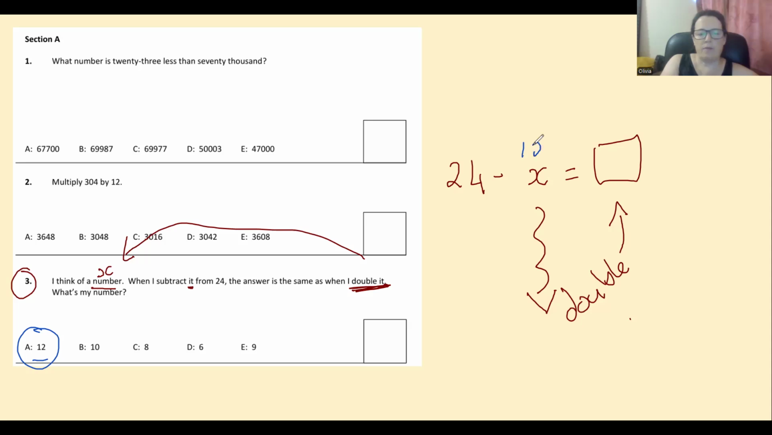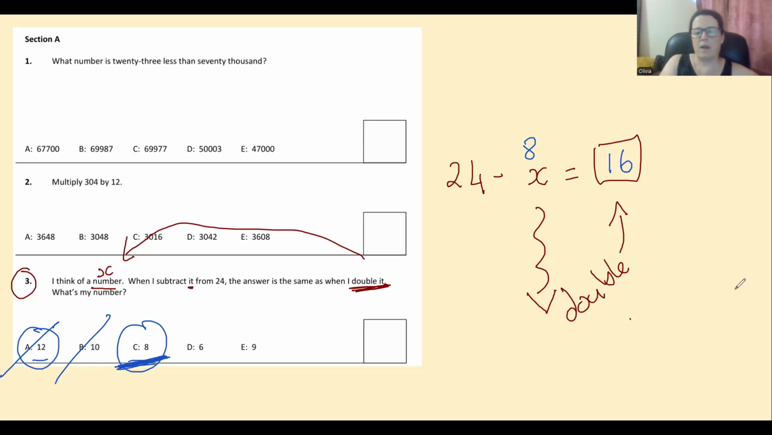24 subtract 12 equals 12. If I double 12, do I get 12? No, I certainly don't. Okay, have a look at the next one, 10. I'm going to put 10 here. 24 subtract 10 is 14. If I double 10, do I get 14? Nope, definitely not. So that is not an option. My next option could be 8. 24 subtract 8 is 16. Oh, look what we have here. If I double my number, I get my answer. Okay, so the answer is 8.